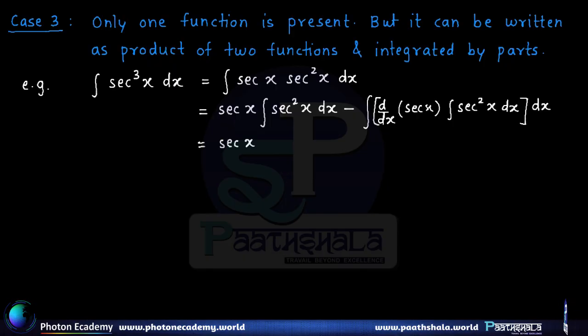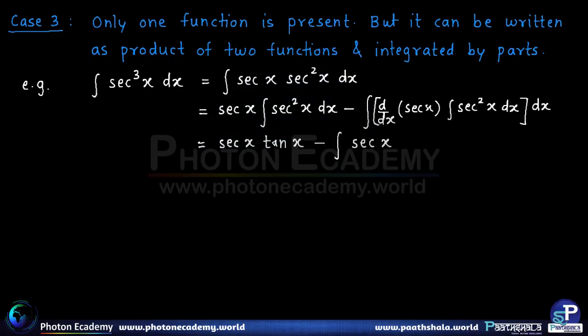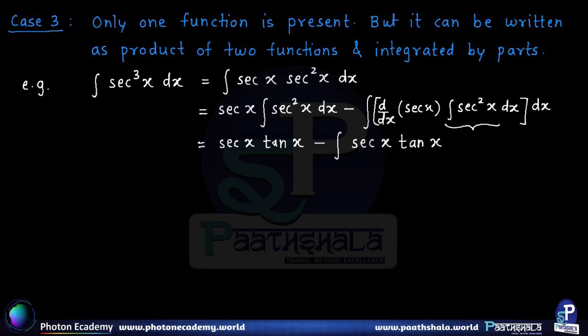sec x into integral of sec square x is tan x, so that is tan x minus integral of, now derivative of sec x is sec x tan x, isn't it? So we write sec x tan x, but we observe that the integral of sec square x is nothing but tan x as we have done in the previous term. So that tan x we can merge with the previous tan x and write it as tan square x, right?